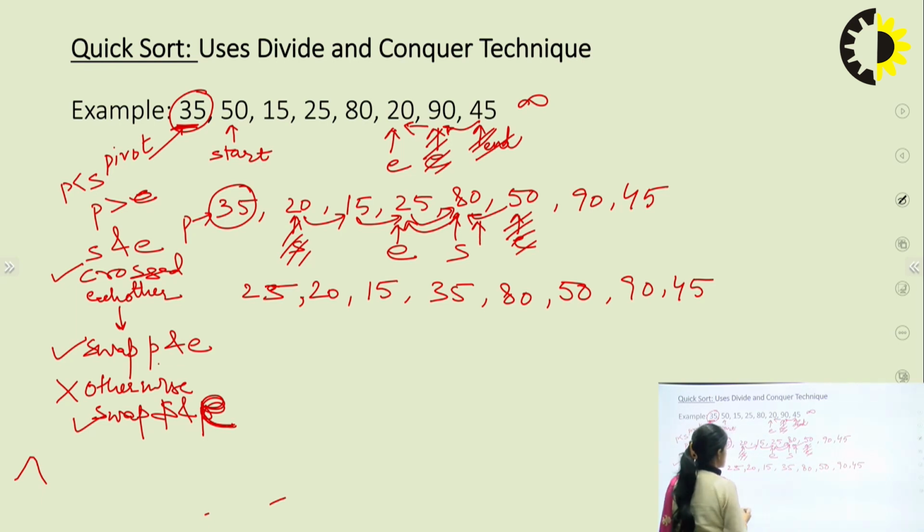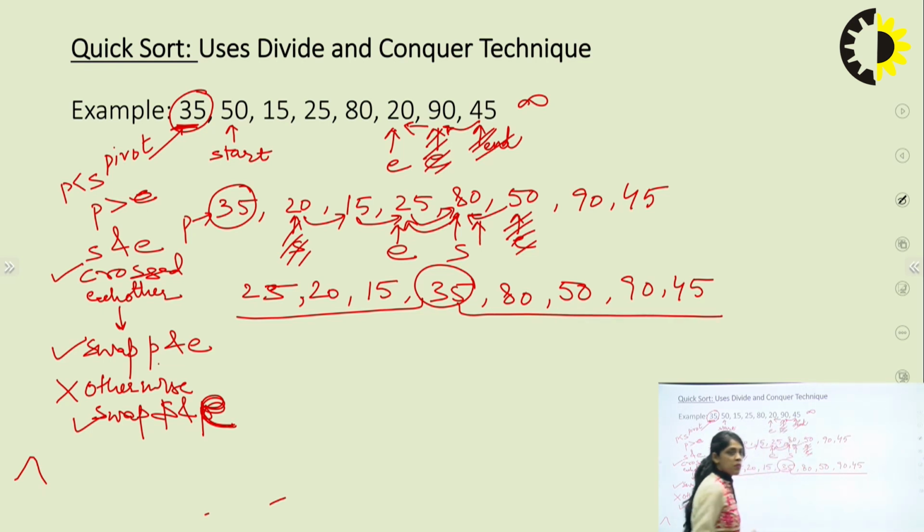So now you can see that this 35 is here, the pivot is here now, and it has divided this complete problem into two halves. In these two halves, all the elements on one side of 35 are less than 35, and on the other side, all the elements are greater than 35.